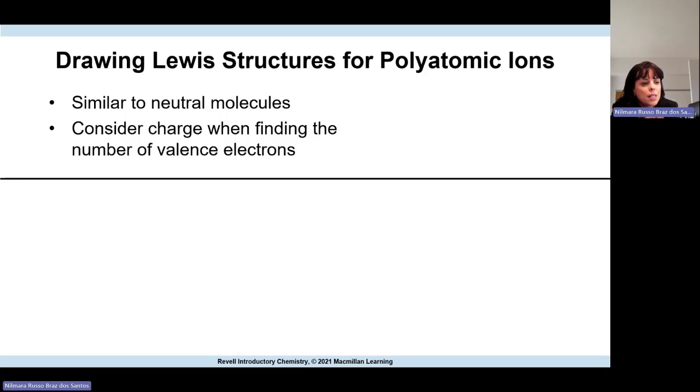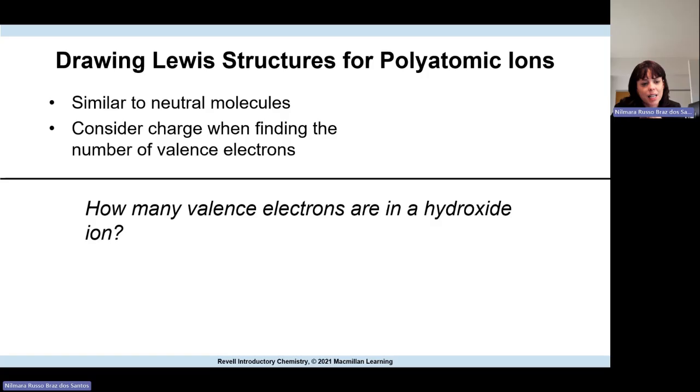So similar to neutral molecules, the polyatomic ions consider charge when finding the number of valence electrons. Okay, so if you have a +1, you're going to subtract 1 electron in the total. If you have a -1, you're going to add 1 electron in the total of your valence electrons.